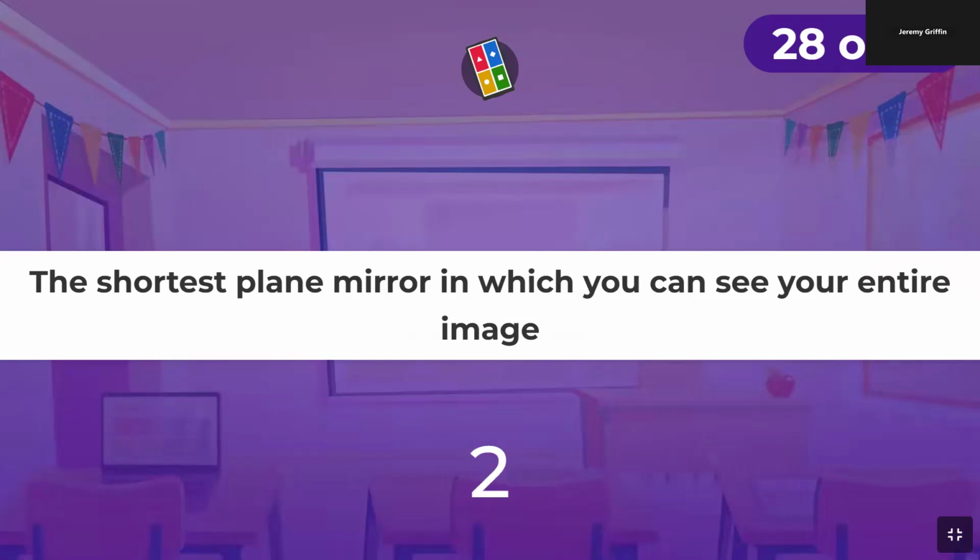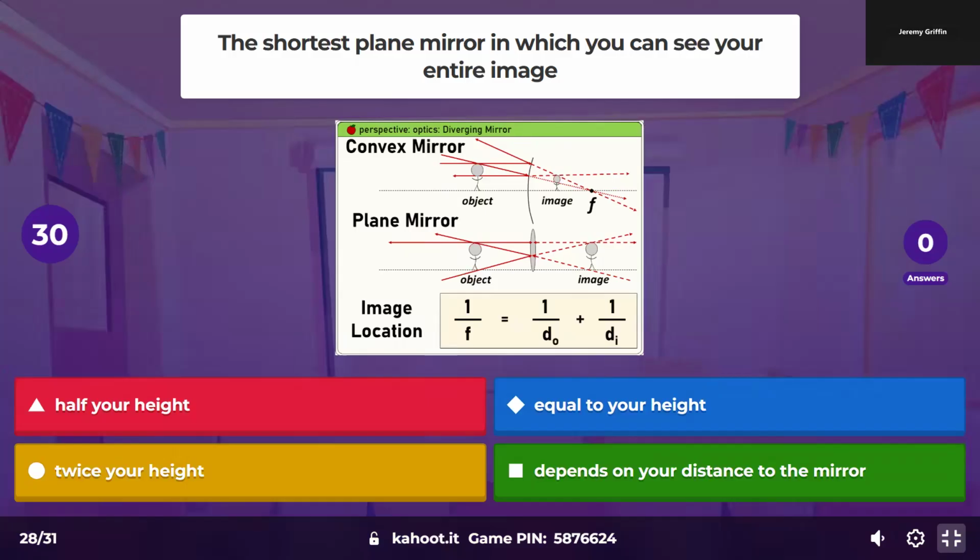Shortest plane mirror you can see your entire image. Ooh, well, you kind of see it right here. Guys, here's the object. Here's his reflection, the image. Here's a plane mirror. You guys see how much mirror you need compared to his actual height? I even made a whole poster just for that question, but I had time.